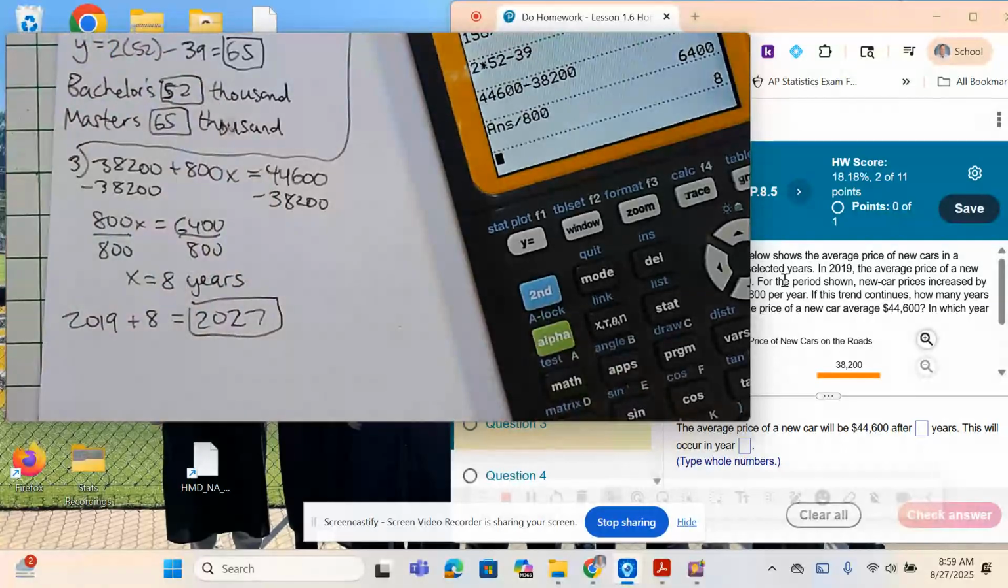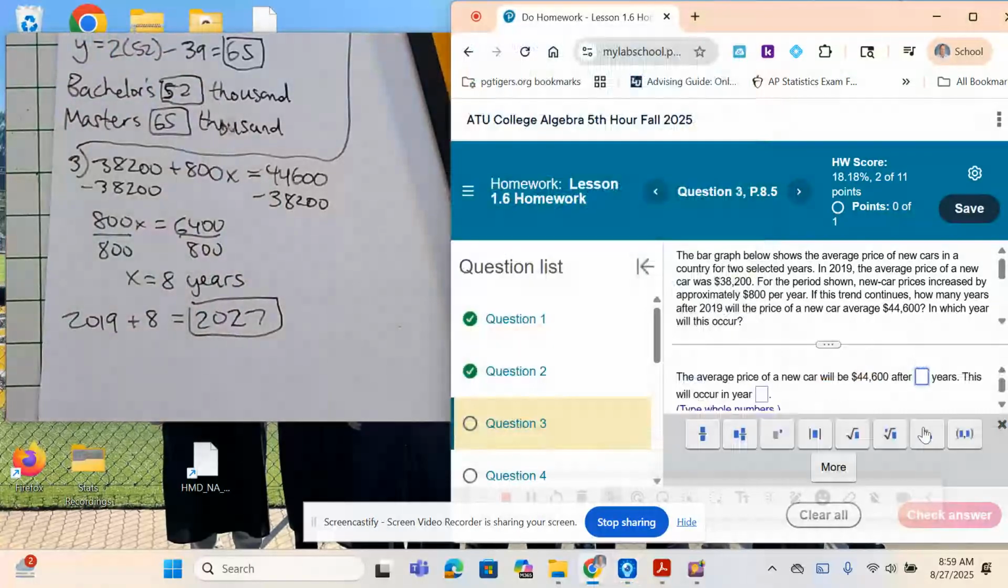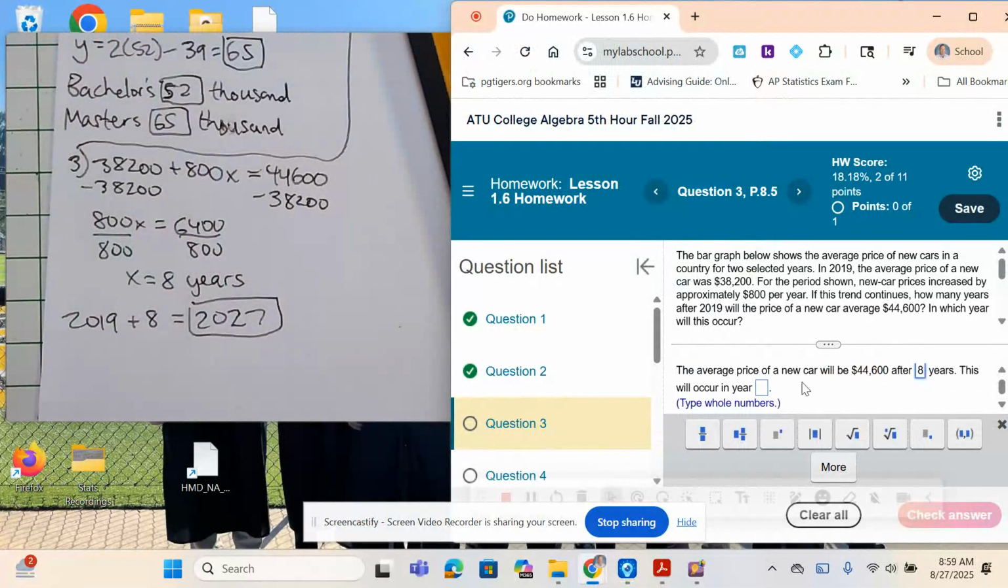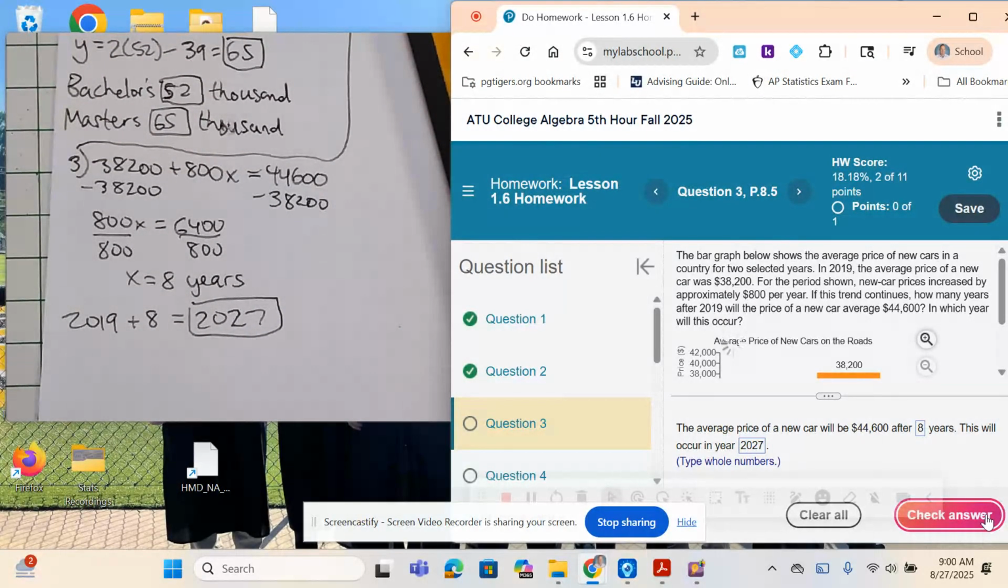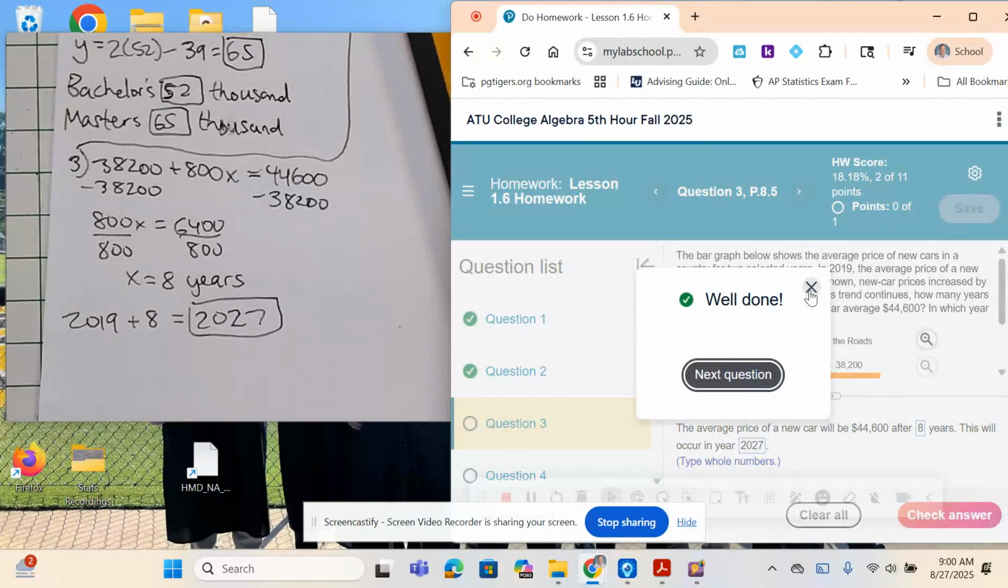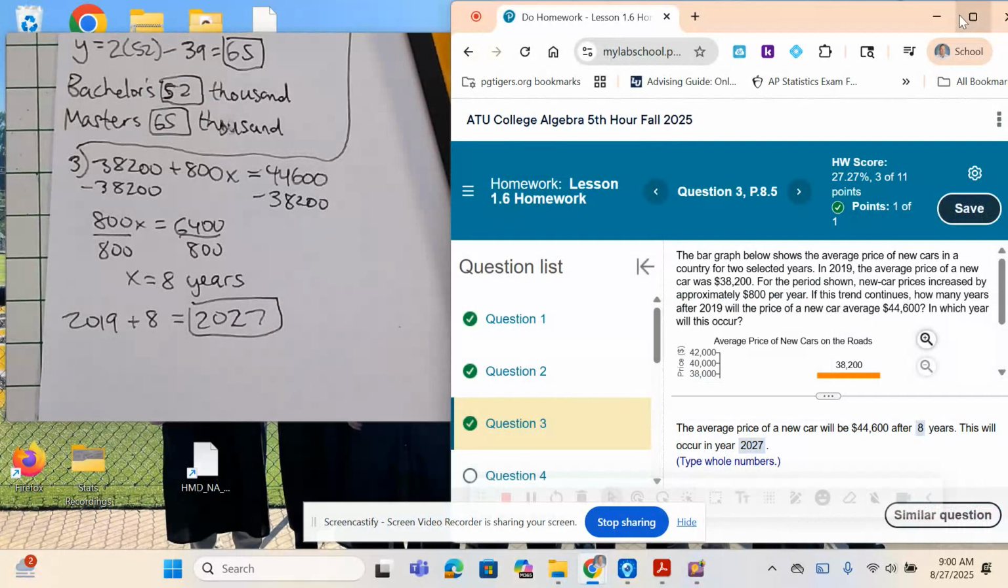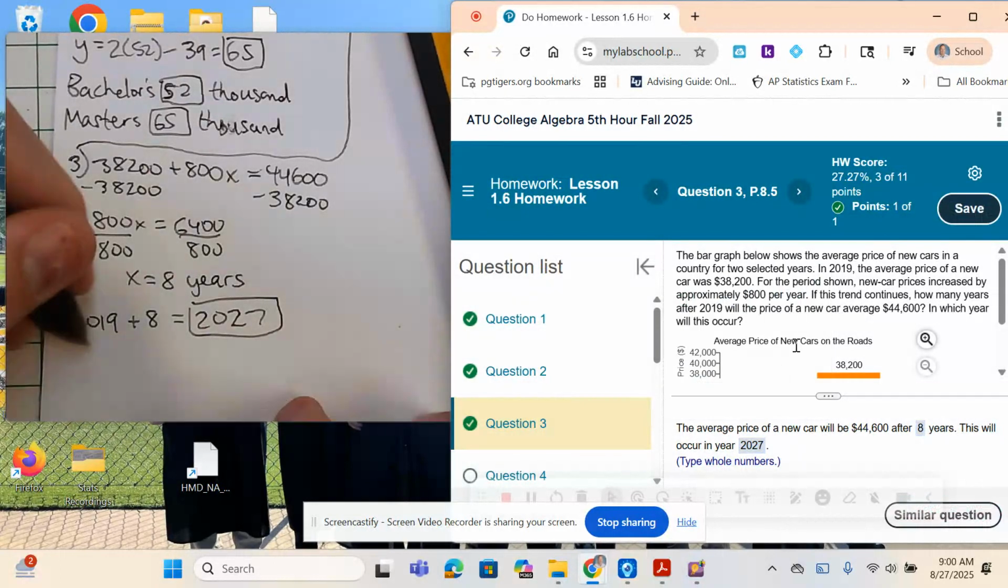Oh, wait, I'm sorry. It will be after 8 years. So they have both of them. This will occur in the year 2027. I want to write that down on here. As I said, y'all do not need to do this at all, but I'm going to write this down.